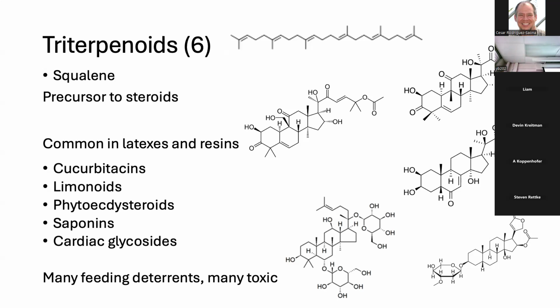We also have saponins and cardiac glycosides. Remember, glycoside means they're attached to a sugar. Here's a cardiac glycoside. It's attached to a sugar. And that could cause heart attacks, found in many milkweeds, for instance. These compounds tend to be pretty deterrent in feeding. They're large, they're in resins, and they could be toxic.